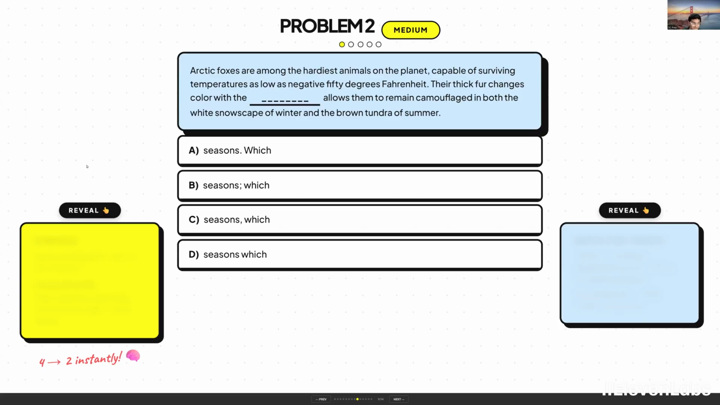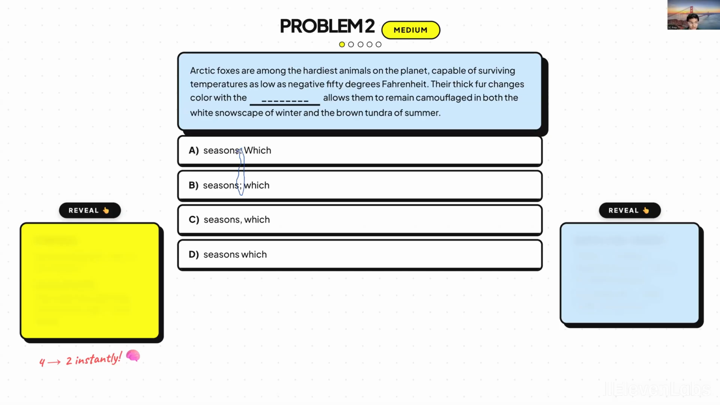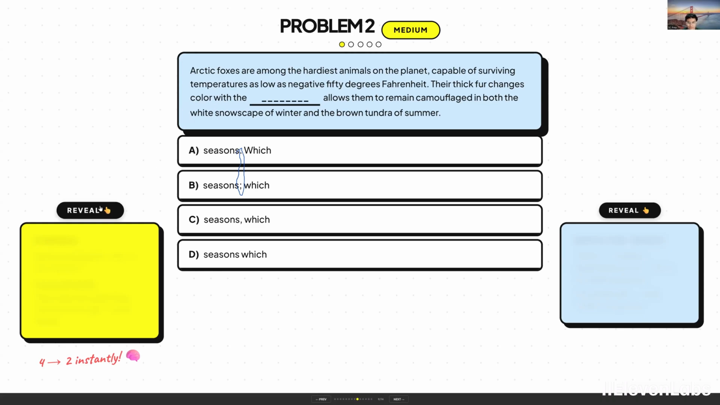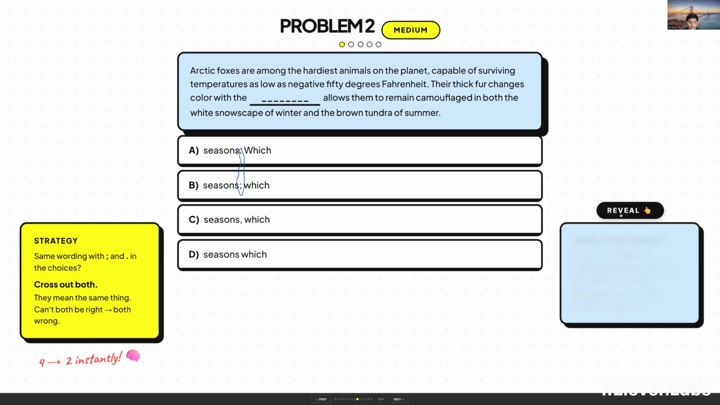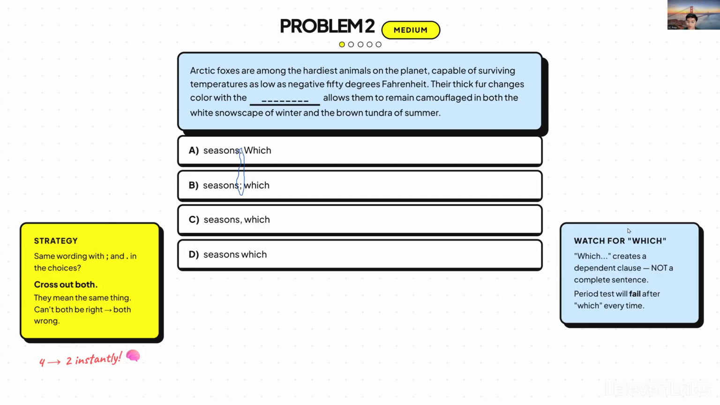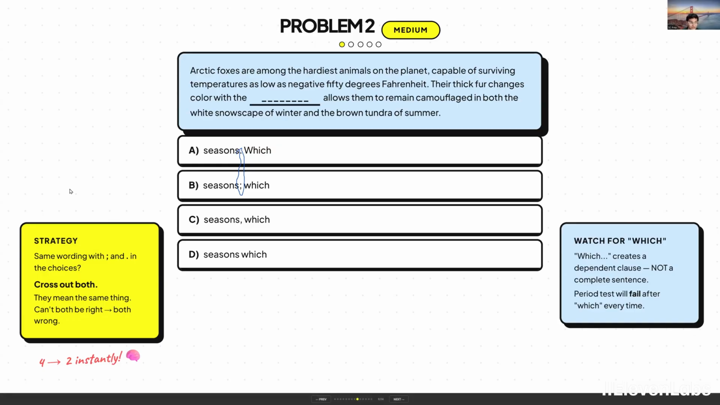Also, if you guys did look carefully, A and B both have the period and semicolon, which means they're both going to be wrong automatically using the elimination strategy. And that's exactly what the hints were saying. They both had a semicolon and a period, so you can cross out both options. And like I mentioned earlier, which creates a dependent clause and not a complete sentence. So in every single case, the period will fail, which means the semicolon is going to fail as well.